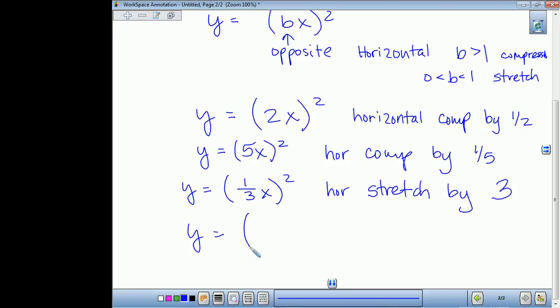Or if we write it like this. By 4. Isn't x divided by 4 the same as x times 1/4? Could I write those? Aren't those the same? Yeah. So this also causes a horizontal stretch because the opposite of dividing by 4 is multiplying by 4.